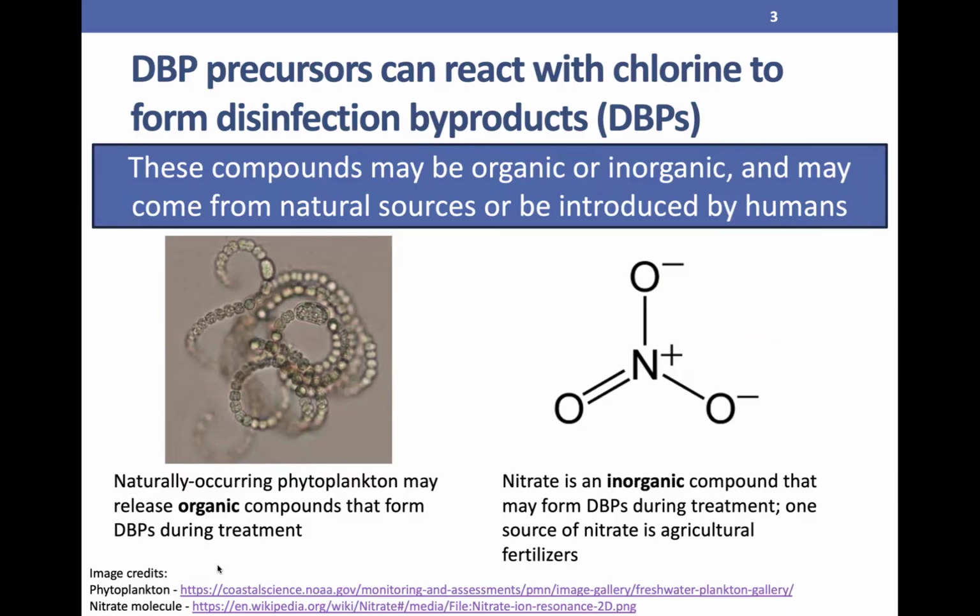For example, phytoplankton, or algae, may release organic compounds that form DBPs during treatment. An example of an inorganic compound that may form DBPs during treatment is nitrate, which is commonly found in agricultural fertilizers applied by humans.